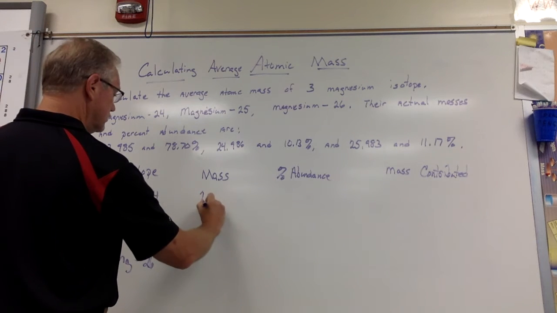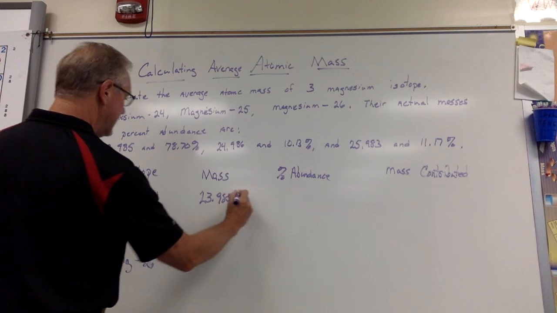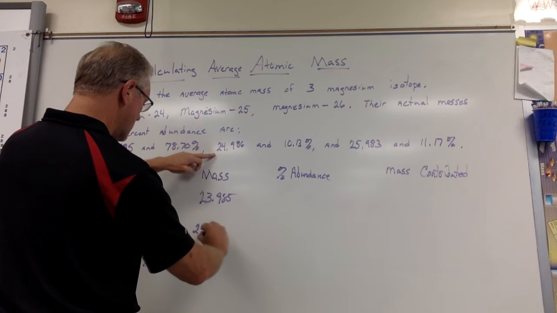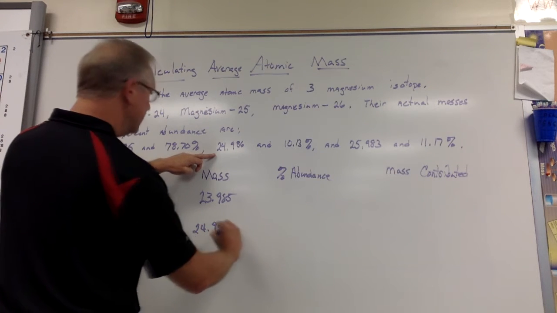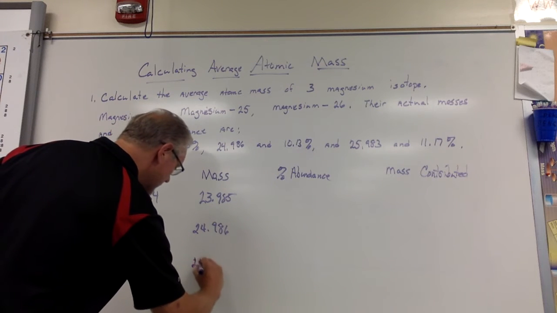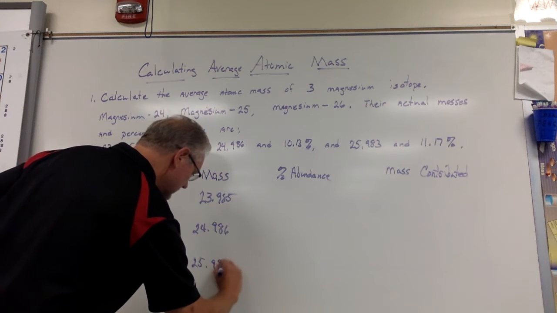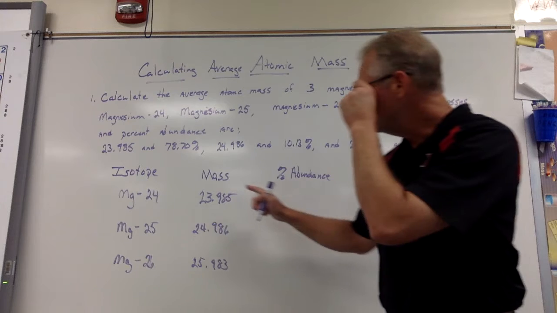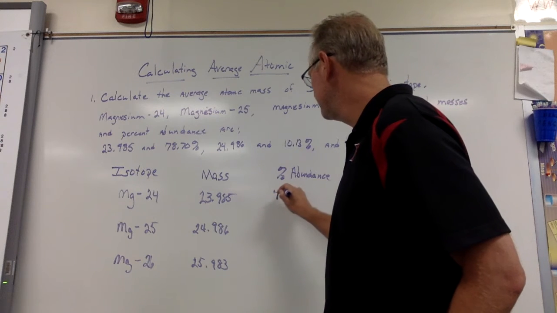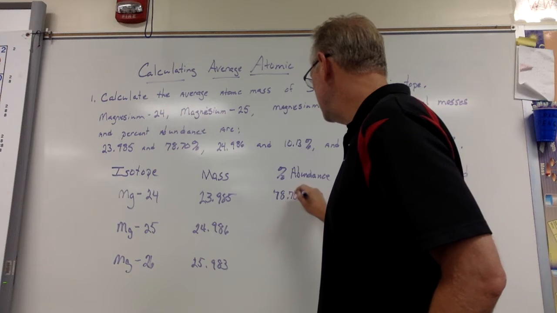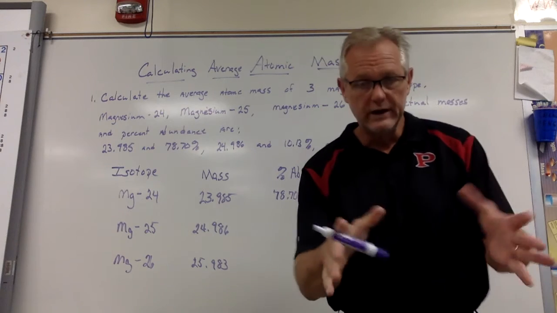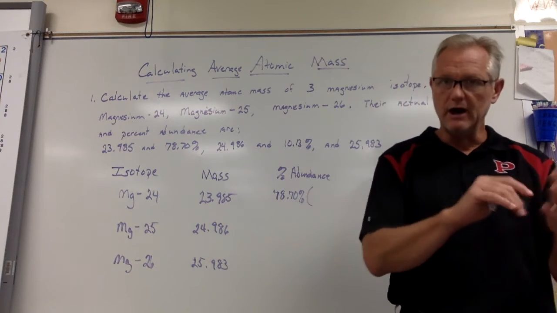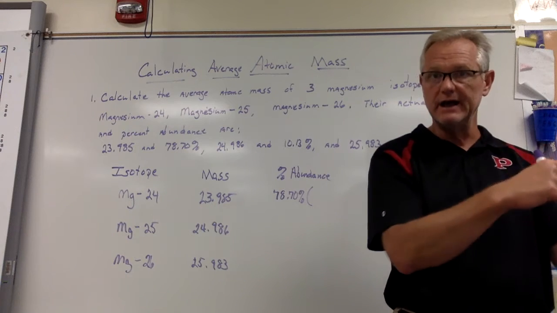So this one is going to be 23.985. The next one is going to be 24.986. And then finally 25.983. Now I'm going to come back in and write down the percentages. The first one occurs 78.70%. Now guys, we know from our math classes that when you start dealing with percentages, you can't put 78.7% into the calculator.